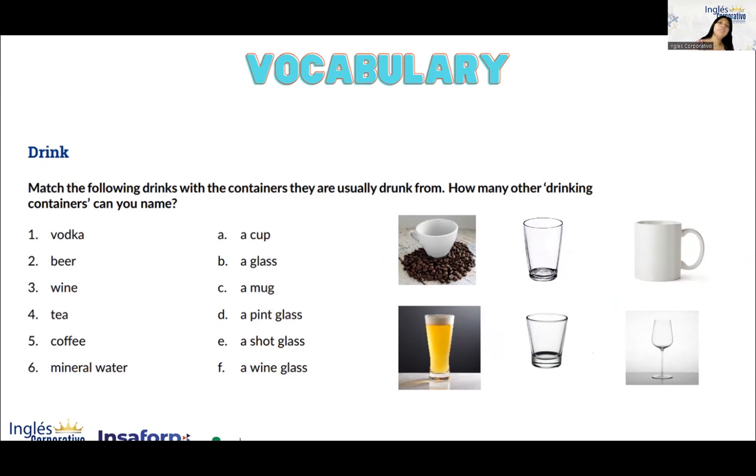So now, we need to match the drink to the container, yeah? So let's see. Vodka is drunk from where? A shot glass. Okay. Letter A or E? E. All right. What about number two? Beer. A pint glass. All right. Letter D. What about wine? Letter F. Yes, letter F. What about number four?